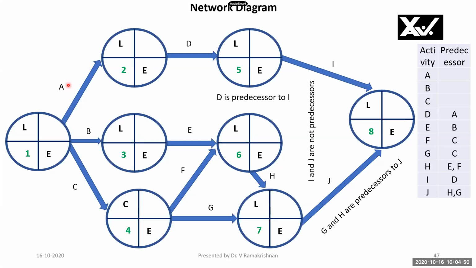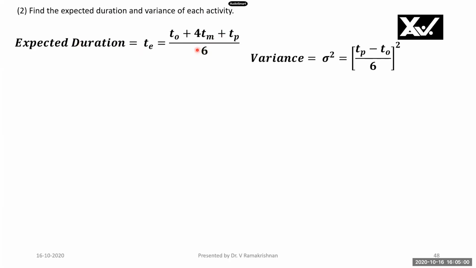Only the duration I'll have to fill up. For that I have to calculate the duration. We will see how to calculate the duration. Find the expected duration and variance of each activity. The formula is given here. T is equal to optimistic time plus 4 times most likely time plus pessimistic time, divided by 6. Variance, sigma squared, is equal to pessimistic time minus optimistic time, divided by 6, the whole squared.